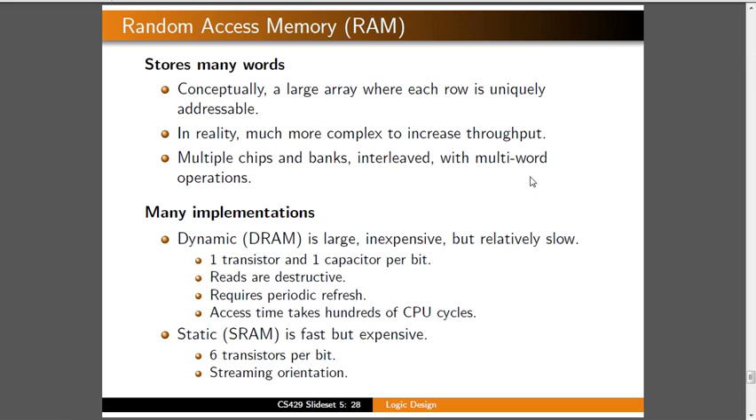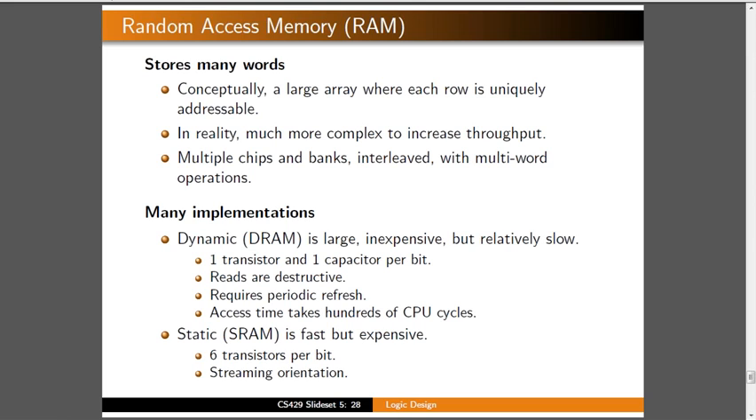Next is your random access memory, which is used for storing words. Conceptually, it is a large array where each row is uniquely addressable. So random access memory is a large storage area where each row is uniquely identified or fetched by using the concept of the address.